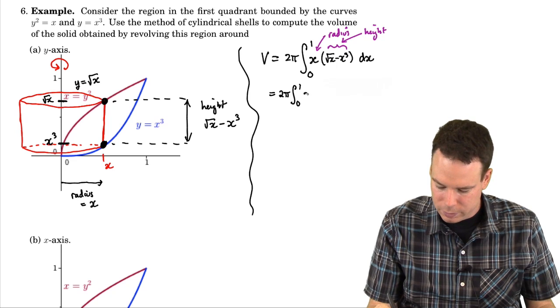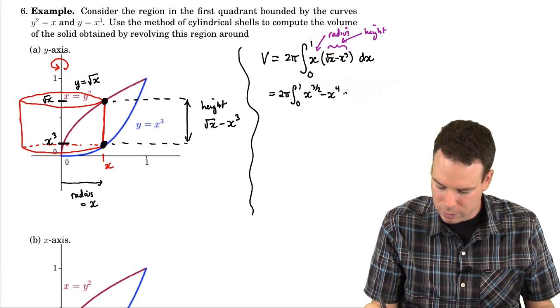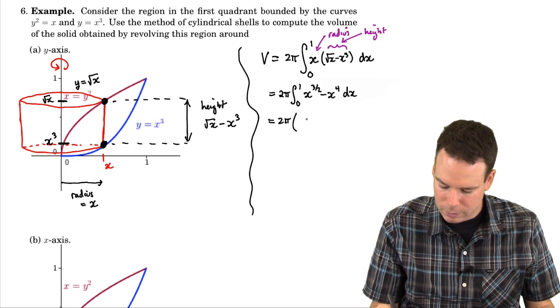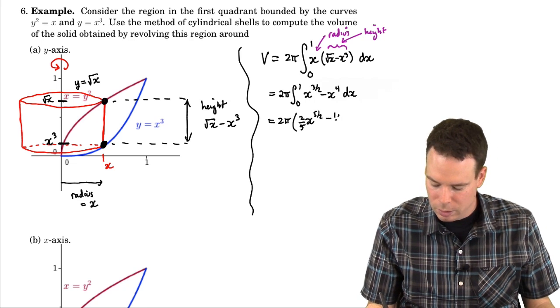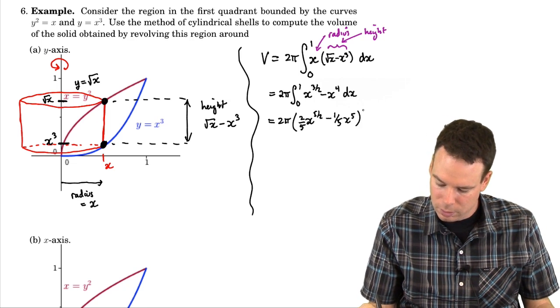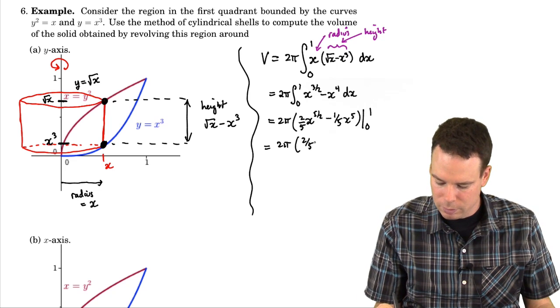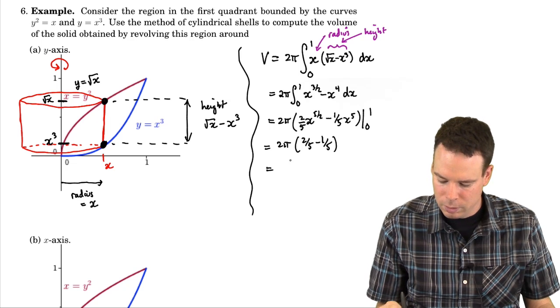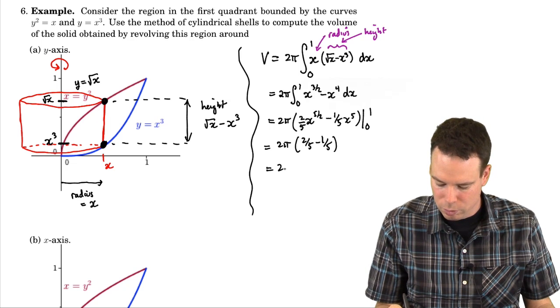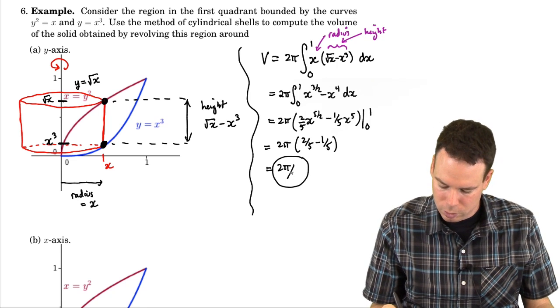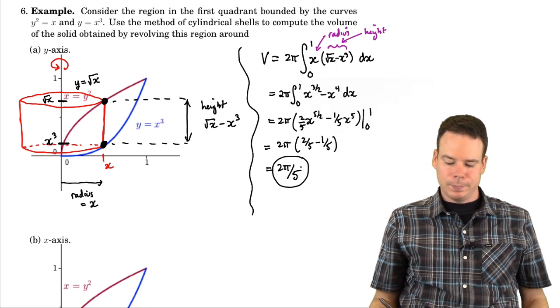So x times root of x, that's x to the 3/2. X times x cubed, that's negative x to the 4th dx. Now I can anti-differentiate. This is x to the 5/2, 2/5 is our new coefficient, and then 1/5 x to the 5th. And that's from 0 to 1. So the integral then becomes 2/5 minus 1/5, or 1/5 of 2 pi. So 2 pi by 5. And there's our result, 2 pi by 5.